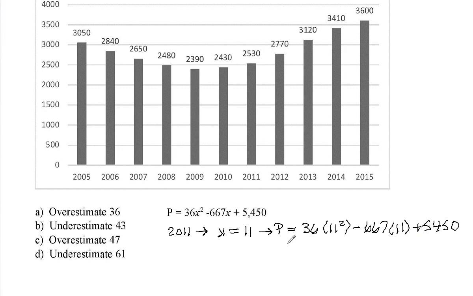So 11 squared is 121, so this is 36 times 121, and then minus 667 times 11, and plus 5450. So now if you go ahead and plug this into your calculator, you will get 2469. So that's the forecast. That's the estimate.